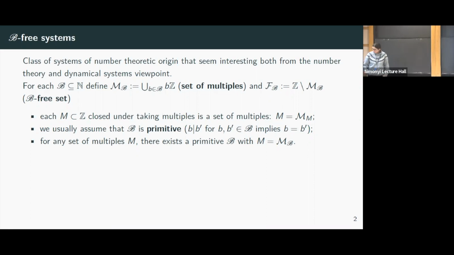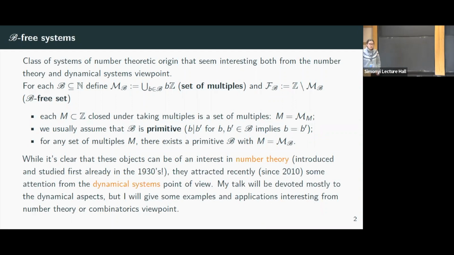A few simple remarks. The first one is that each set that is closed under taking multiples is a set of multiples. The second one is that we'll usually assume that B is primitive, so no two elements divide one another unless they are equal. And the final one: for any set of multiples, we can find a primitive set B that generates the set of multiples.